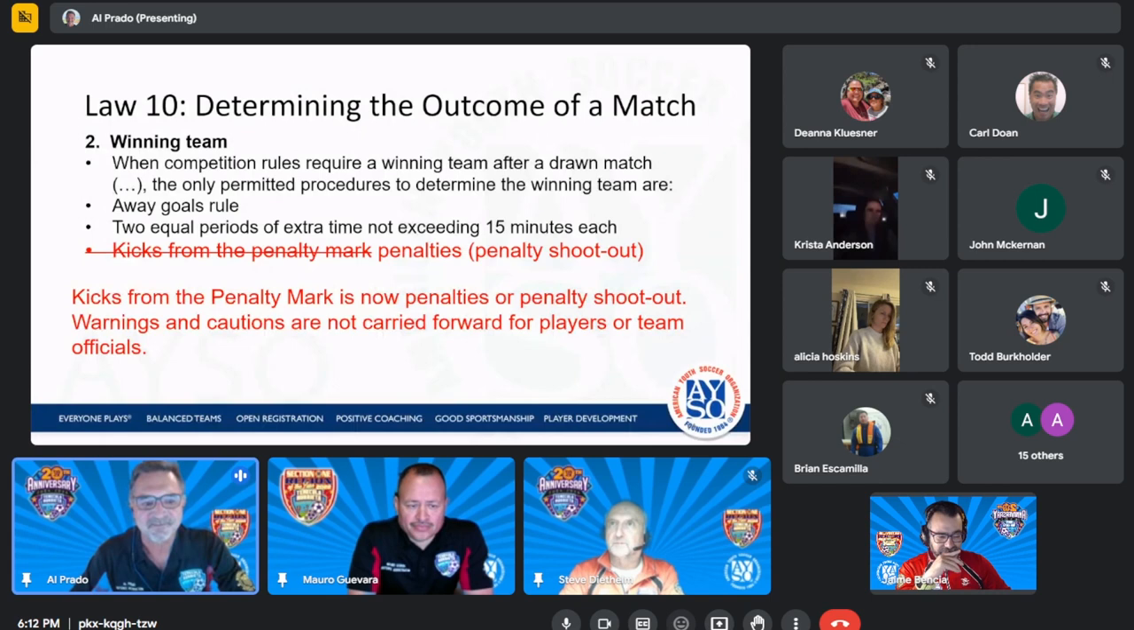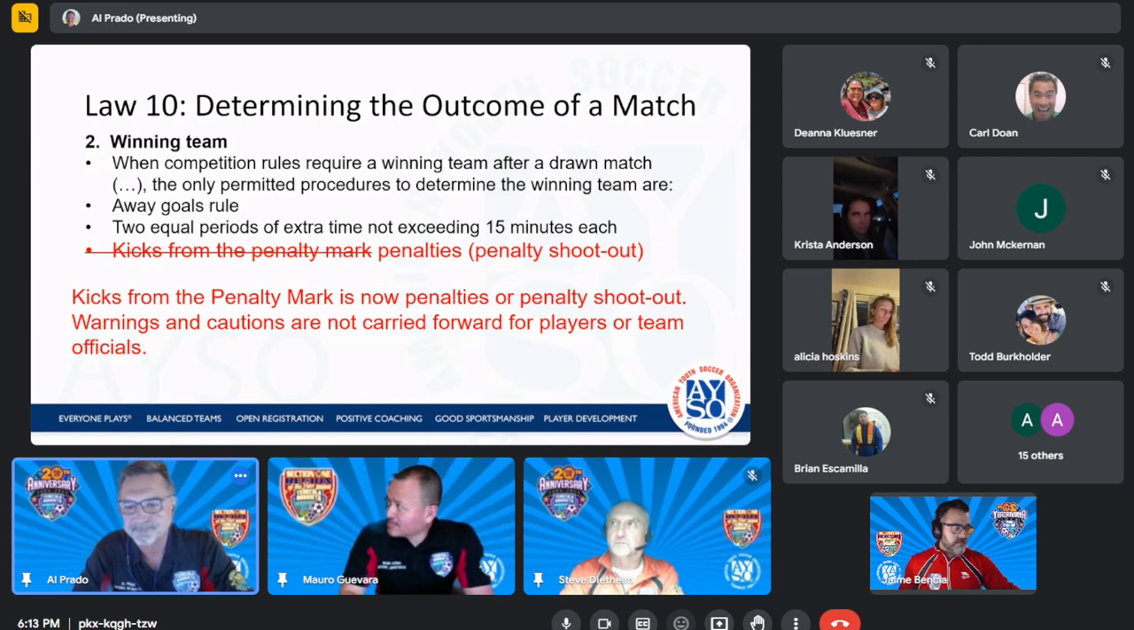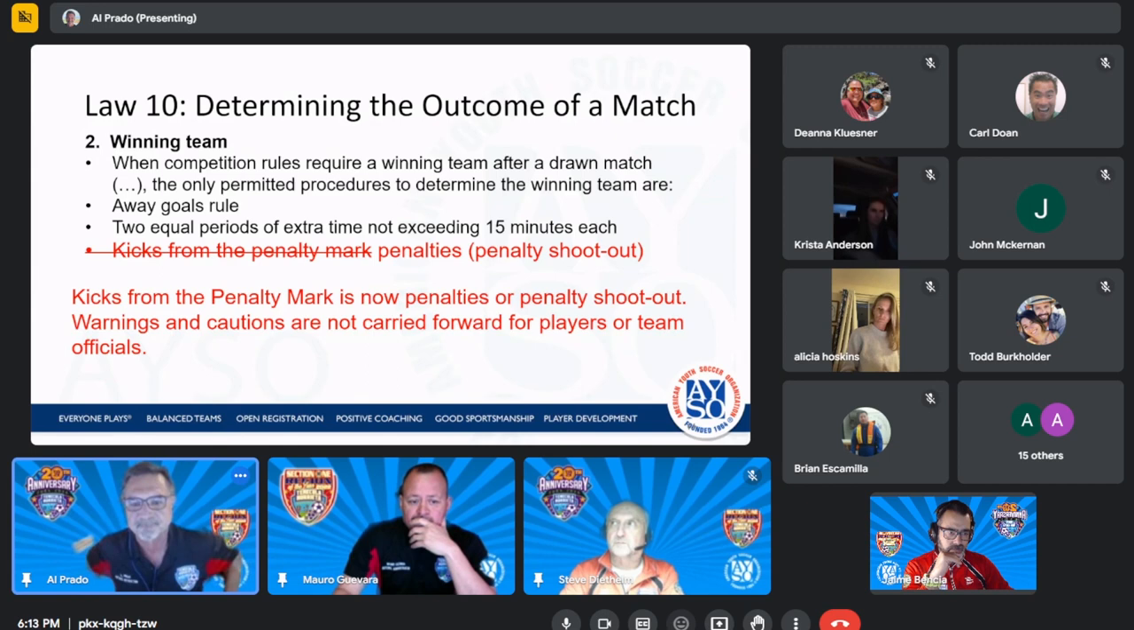The one thing that is new, though, is if a player or coach is issued a caution during the match, it resets for the taking of the kicks. So if you have one caution going into the kick and you get another caution during the kick process, it goes back to one. So not much of a problem for us in 1463 because I don't think we give a lot of cards. We behave properly, but other divisions, other competitions have done that.